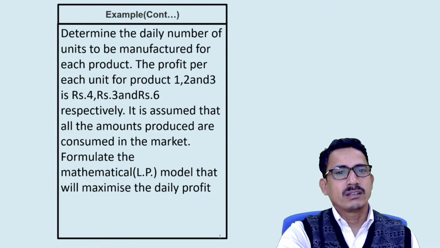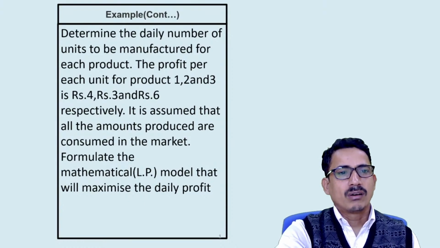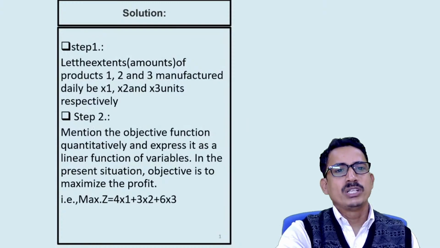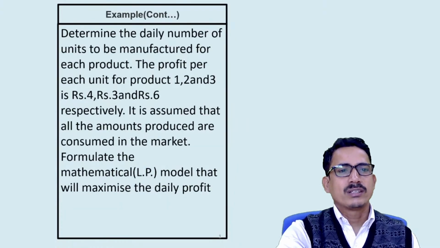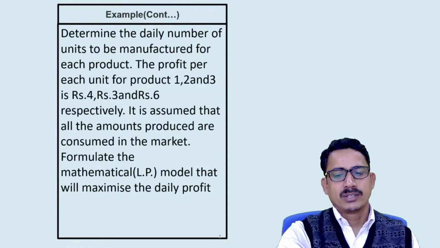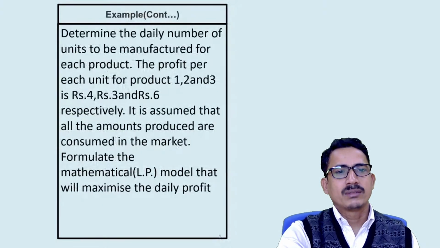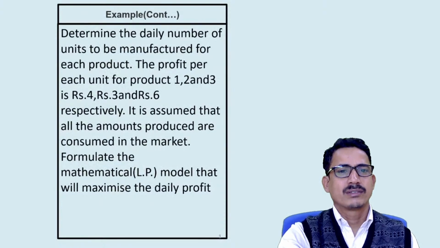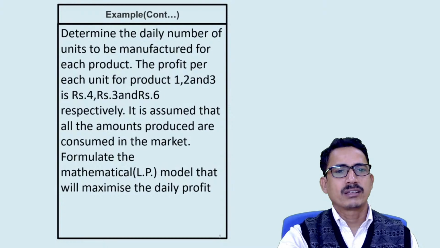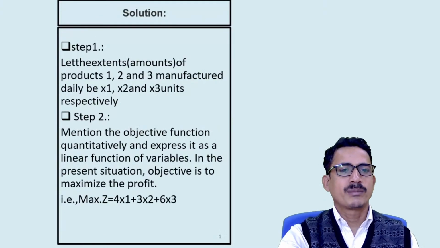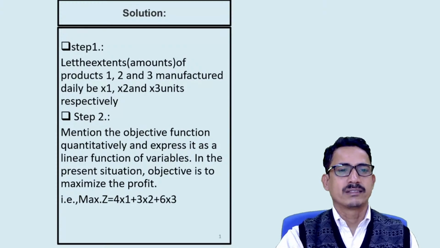Similarly, you are producing x2 units of product 2. But what profit per unit does product 2 give? Rupees 3. So if you are producing x2 units, it becomes 3x2. And what profit are you getting per 1 unit from product 3? Rupees 6. I mean, 1 unit of product 3 gives a profit of rupees 6. And if you are producing x3 units, obviously it will be 6x3.